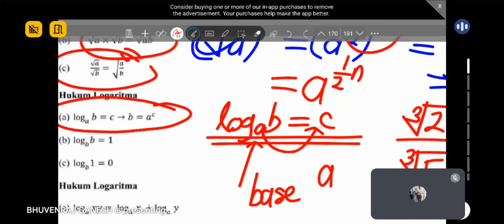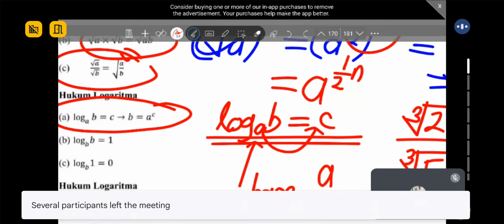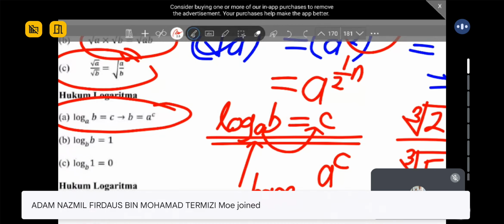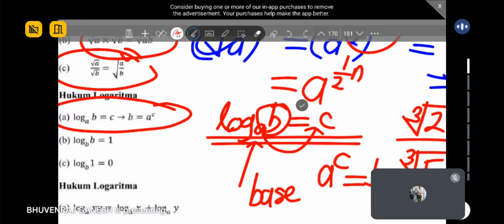This is how I always say lah. You just throw it to the right hand side. Okay, so you will get power C. So it's A power C equal to D, the left hand side. Nombor nilai dia kat sebelah kiri. Do you guys get it? So this is how you convert the log form to index form.